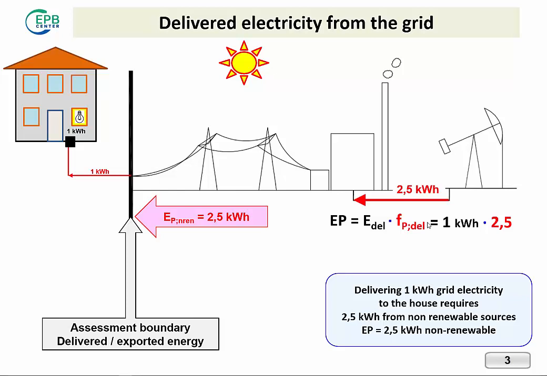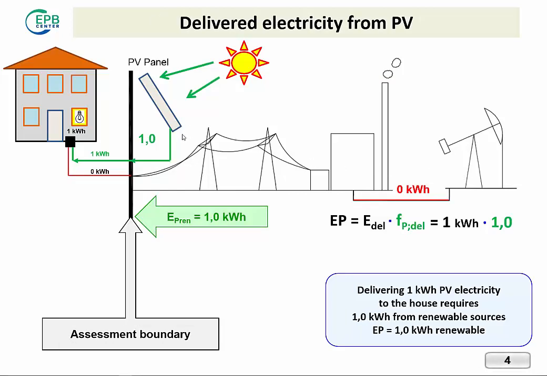And by the way, this value might change depending on the structure of your network and particularly on the type of the generation system feeding the grid. And by the way, this 2.5 is 2.5 non-renewable because most of grid electricity in Europe is generated from fossil fuels.